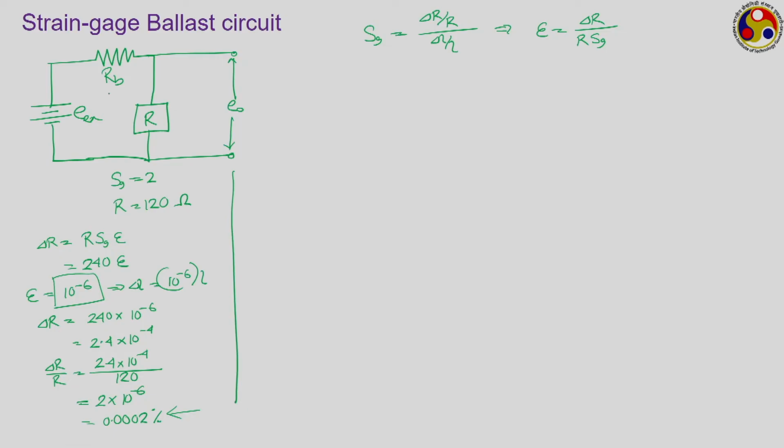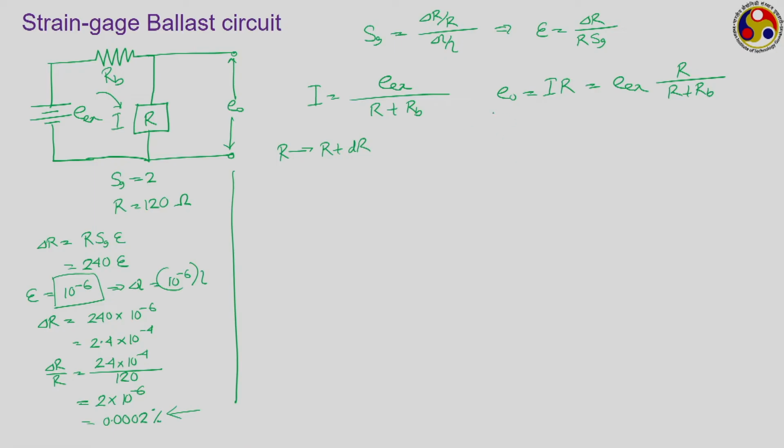So, in this ballast circuit, say I is the current that is flowing through this. How much will be the current? I will be equal to the corresponding voltage divided by the net circuit resistance, R plus Rb. So, your E naught will be equal to I into R, that is Ex into R upon R plus Rb. So, this is the initial situation. Now, because of the action of strain, this R changes to, say, R plus dr.